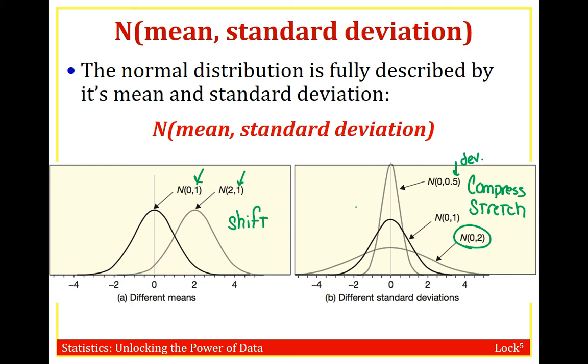Important to know that the area underneath all of these is equal. The area under every one of these different curves, no matter which curve we're talking about here, is 100%. We don't change the amount of area underneath the curve. We just simply redistribute the area under the curve.